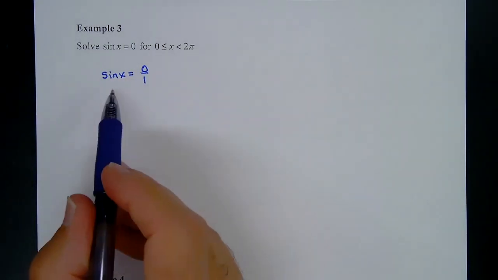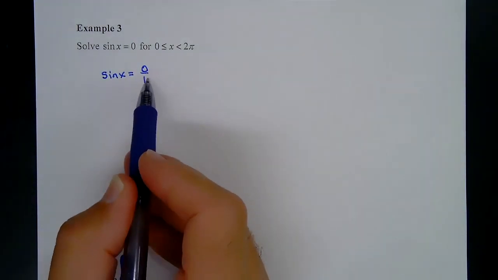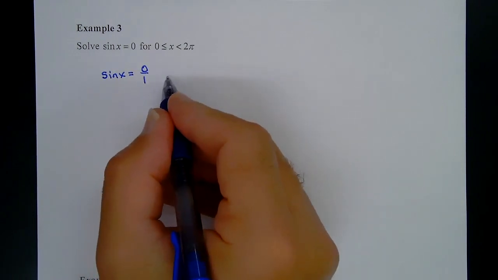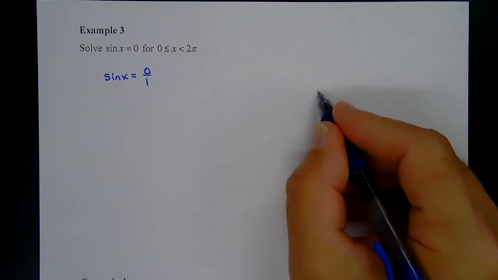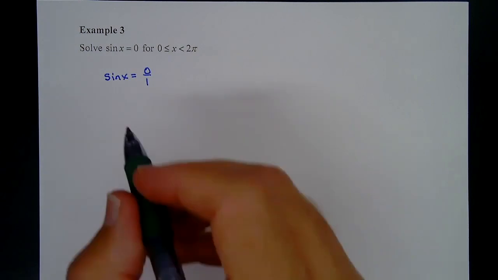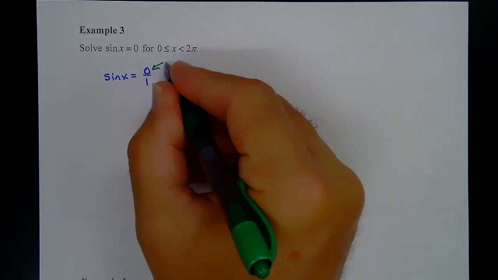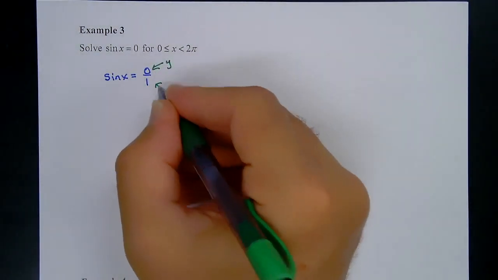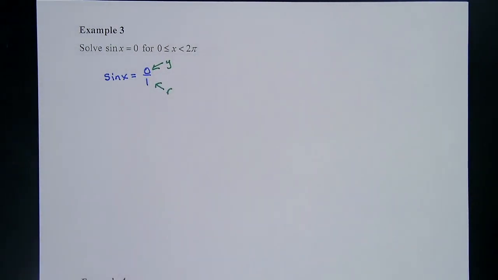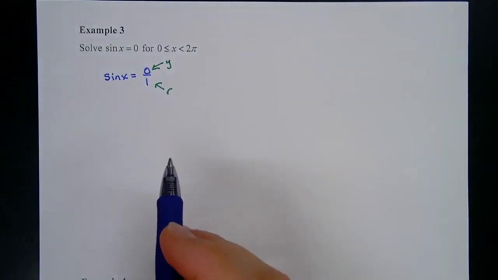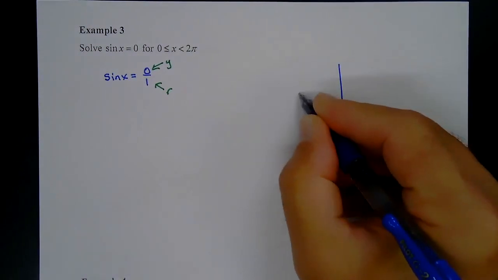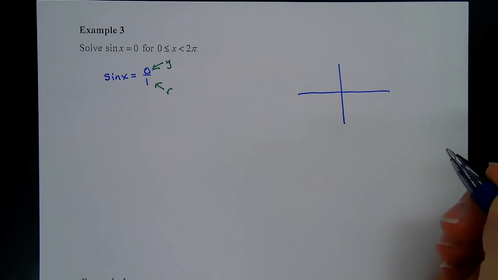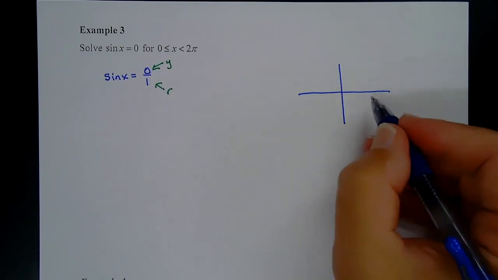Okay. Now, where could this happen? Where could this ratio be 0? Now, there's another time where this could happen. It could also be 0 over -1 because 0 over -1 is also 0, okay? So remember, again, for sine, this is my y and this is my r, okay? So that means my y would have to be 0. Well, where would y be 0? Okay, well, y is only 0 on the x-axis.